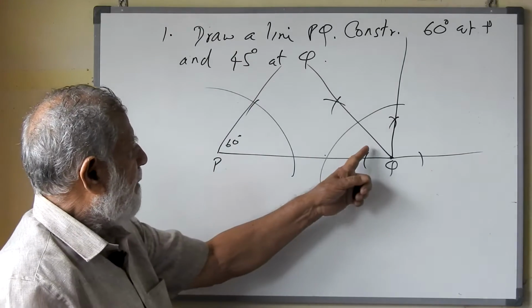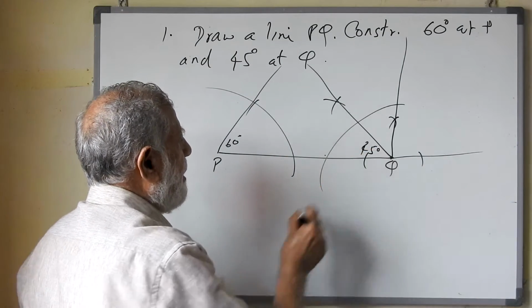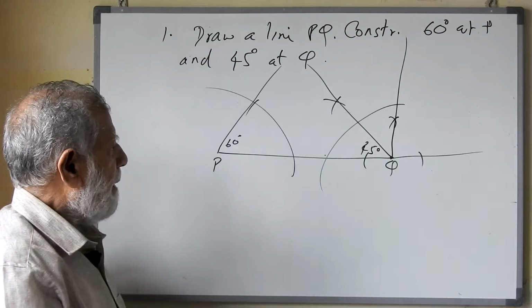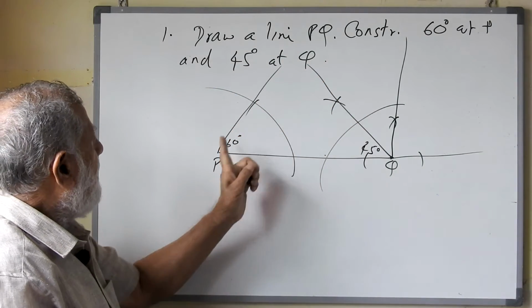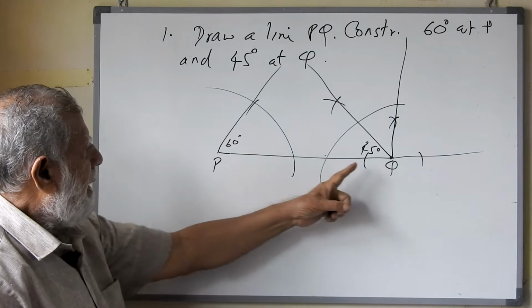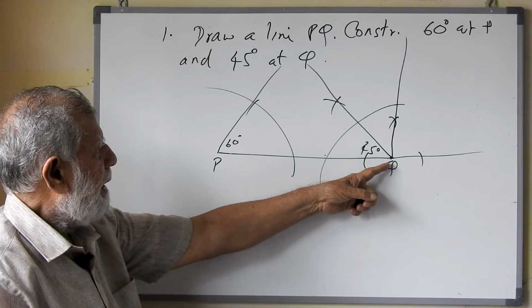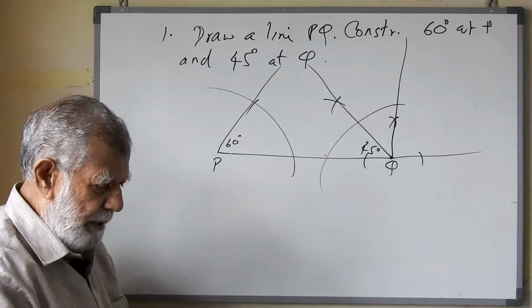So here we have 45 degrees, and you have to mark 45 degrees on the construction diagram. So draw line PQ, construct 60 degrees at P and 45 degrees at Q. Here we construct 60 degrees, and here we draw a 90 degrees angle and then bisect it to get 45 degrees. So this is the answer to that question.